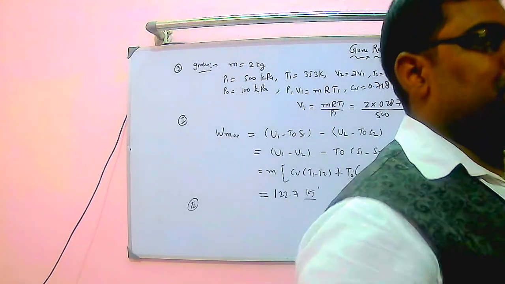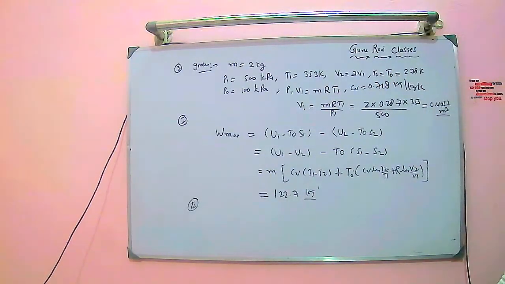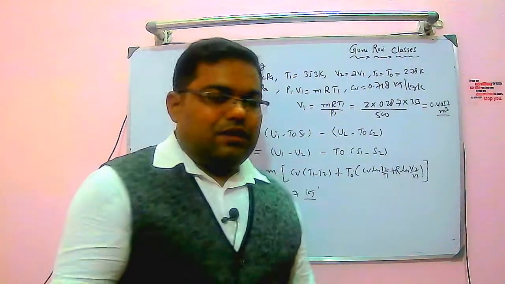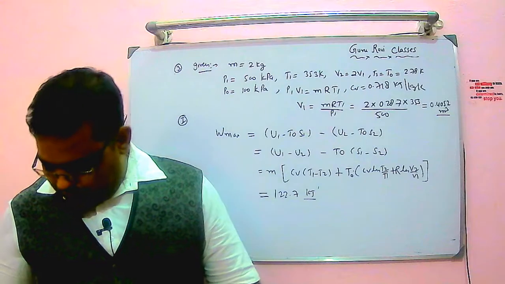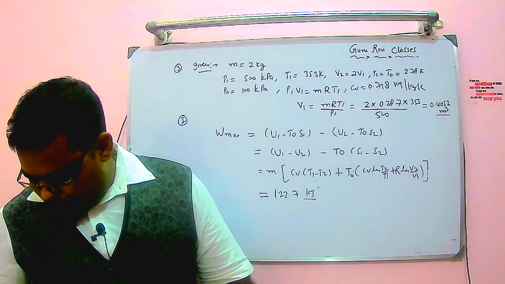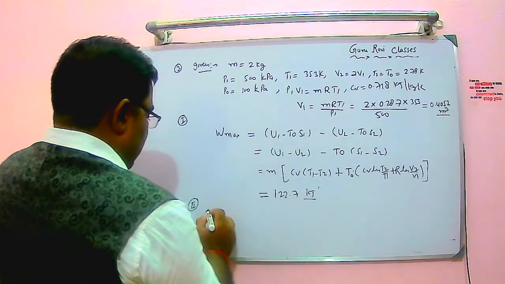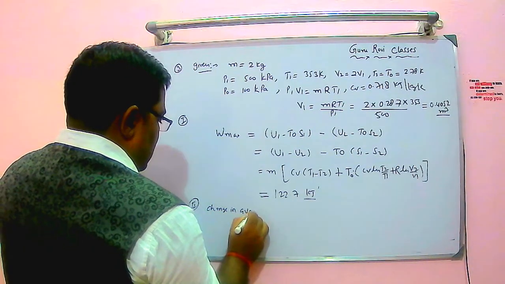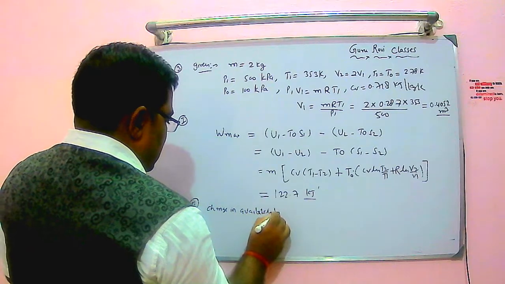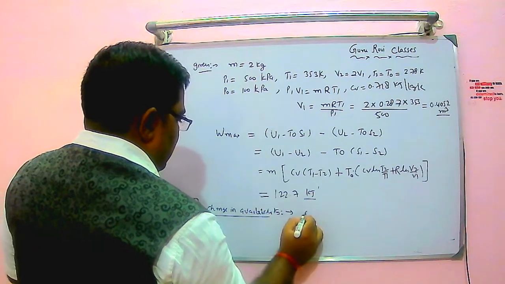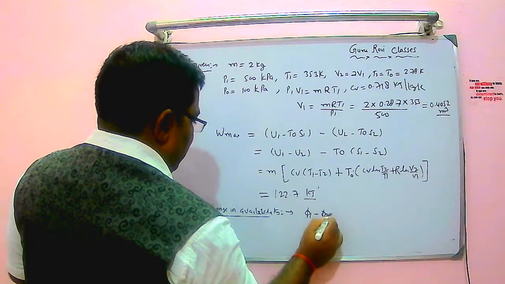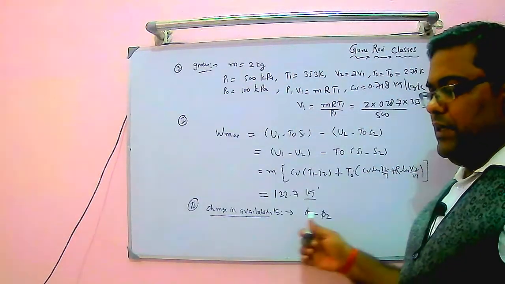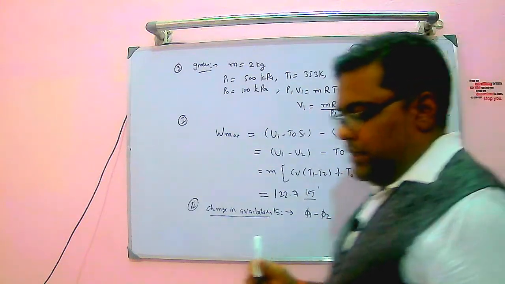It has been asked what is the maximum work. Second part is asking about change in availability. That's what he is asking. Second part is part B of this problem, the change in availability. So change in availability will be given by phi 1 minus phi 2, where phi is non-flow availability function and non-flow availability function is U plus P naught V minus T naught S.